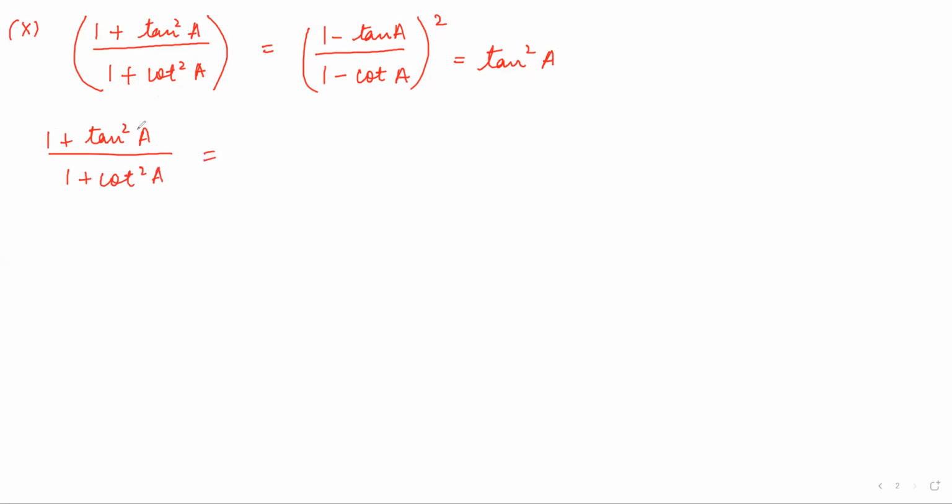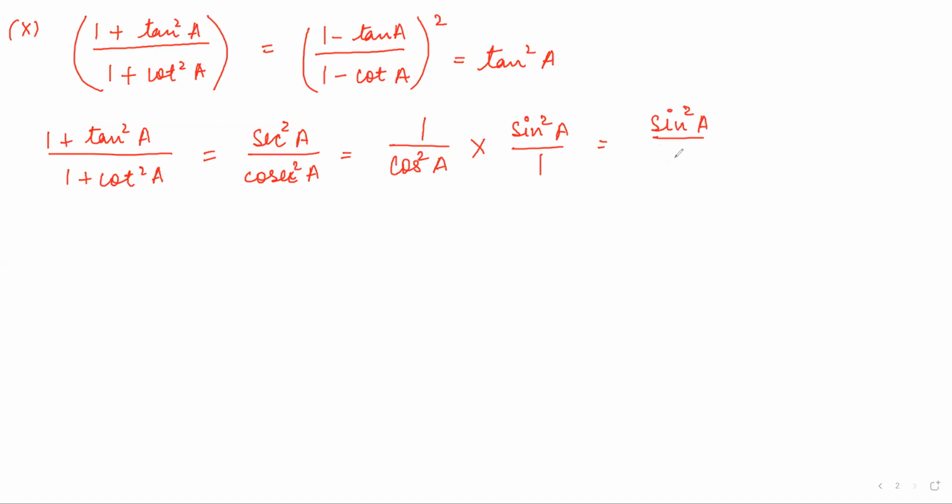So this is a direct identity. 1 plus tan square A is sec square A, and 1 plus cot square A is cosec square A, isn't it? Now you convert it into sine and cos. So sec square A becomes 1 upon cos square A, and cosec square A becomes 1 upon sine square A, right? So that becomes sine square A upon cos square A. That is your tan square A. So the first bracket is coming out to be tan square A.